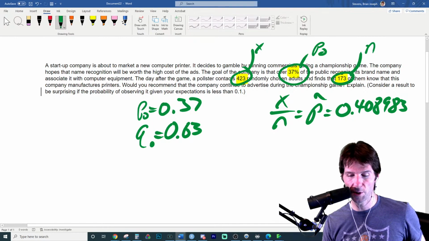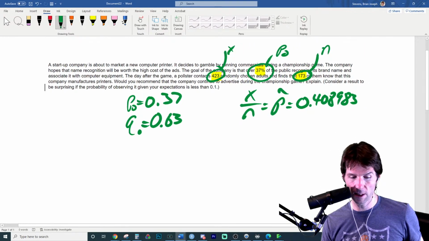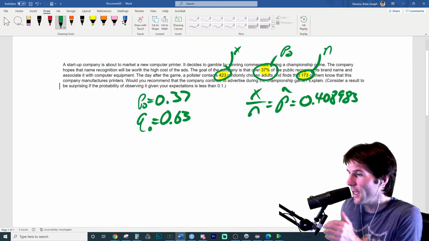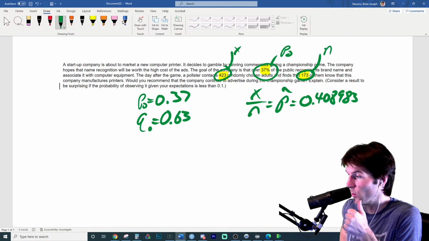Let's write our null and alternative. What is this company looking to do? If you think about brand recognition, you'd like evidence your brand recognition has done what?